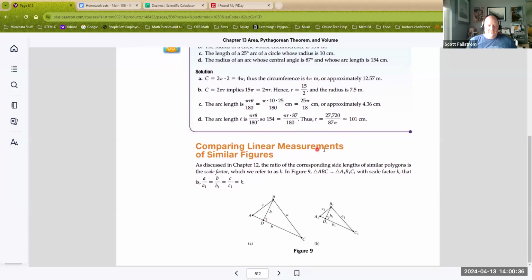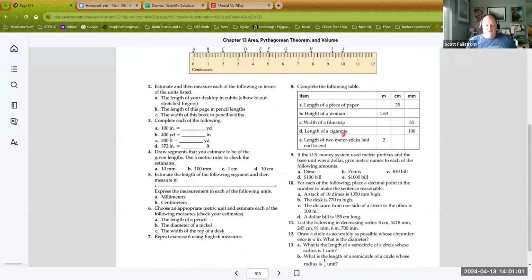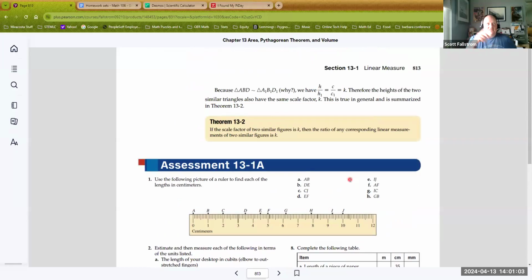Okay. Comparing linear measurements of similar figures. This brings us to a really nice theorem: if you have any linear measures, the height, the side lengths, the perimeter, any of those, and the scale factor of two images is the same, then the corresponding linear measurements will also have that same ratio. So that's a nice one. If you know that the side lengths are 3:1, then the perimeter will be 3:1. If you know the lengths are 3:1, then the heights will be 3:1.